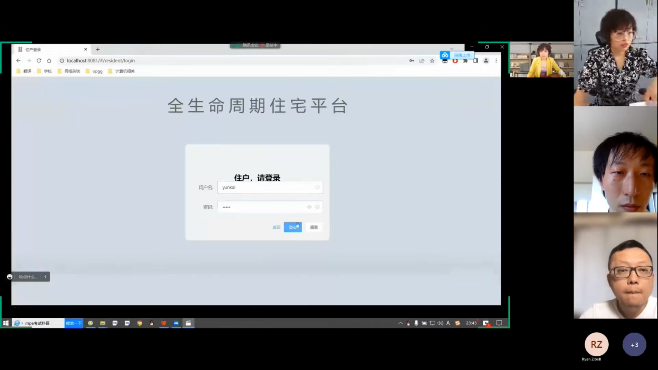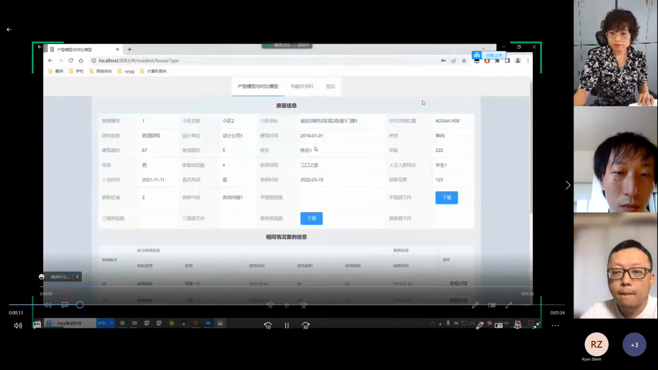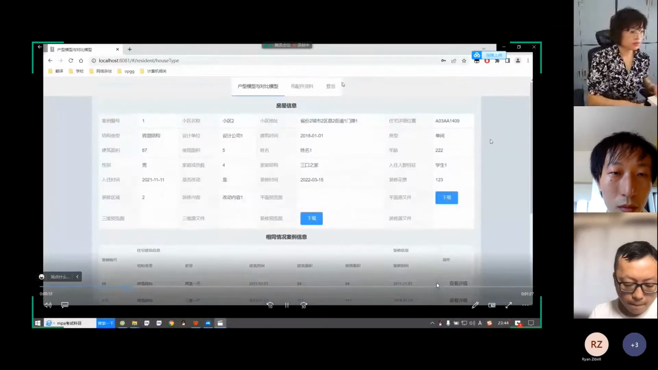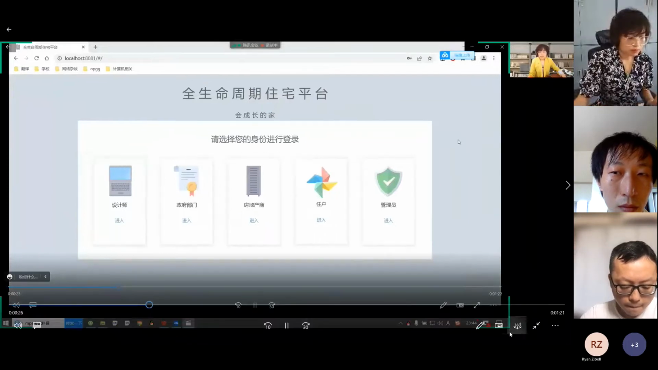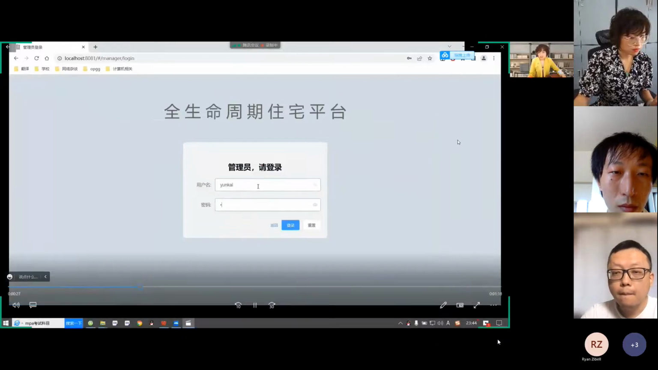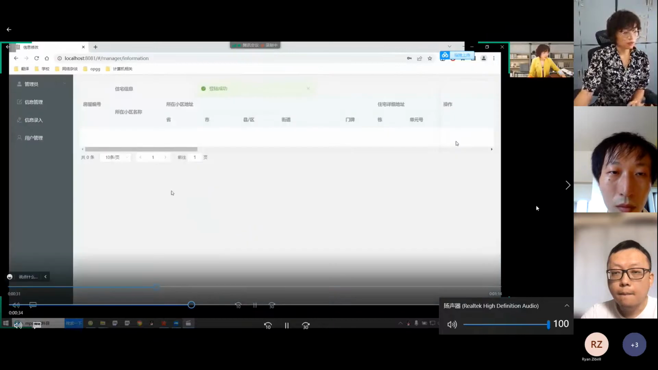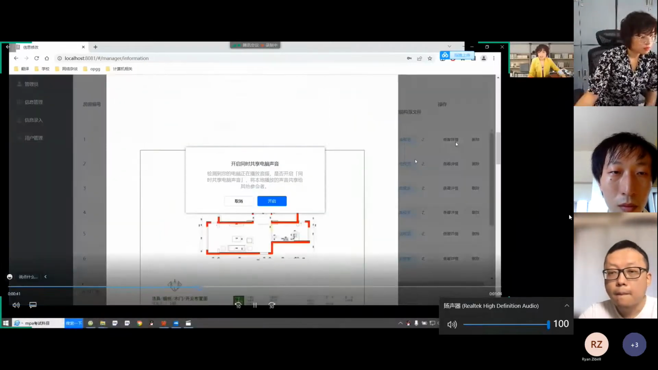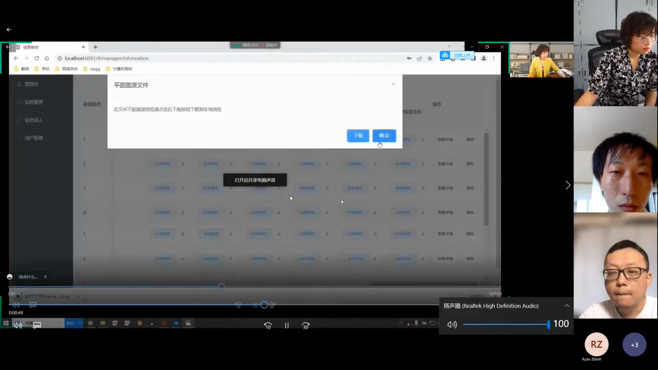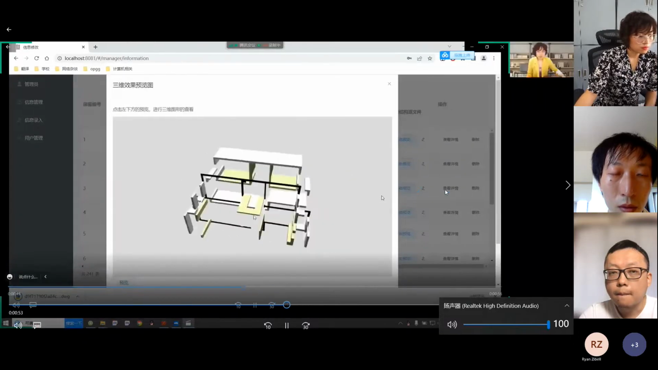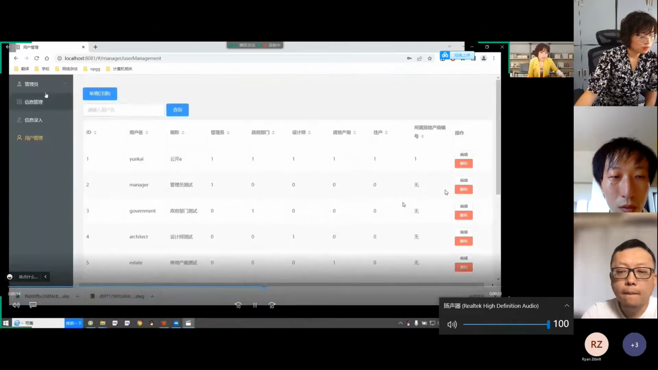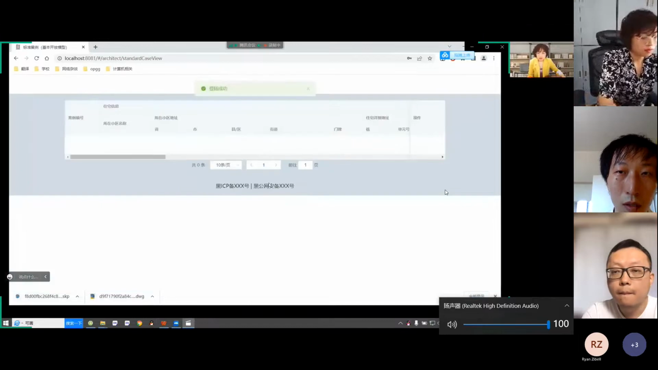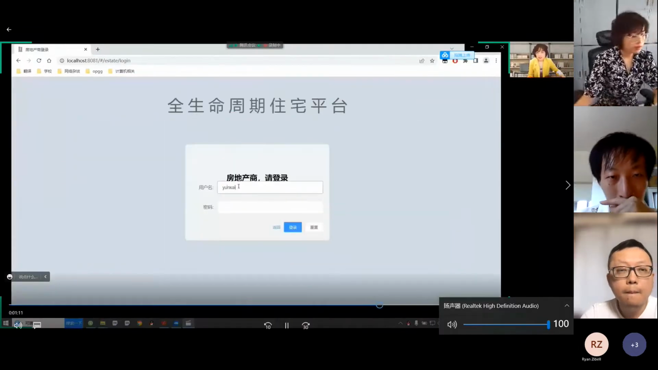Management Center. They have five entrances for designers, government, real estate, residents, and management. It also has more than 760 cases that have been resolved. It also includes basic information, statistics, classification engine, and 3D model data. We can see that everybody's information is very clear and easy to get.